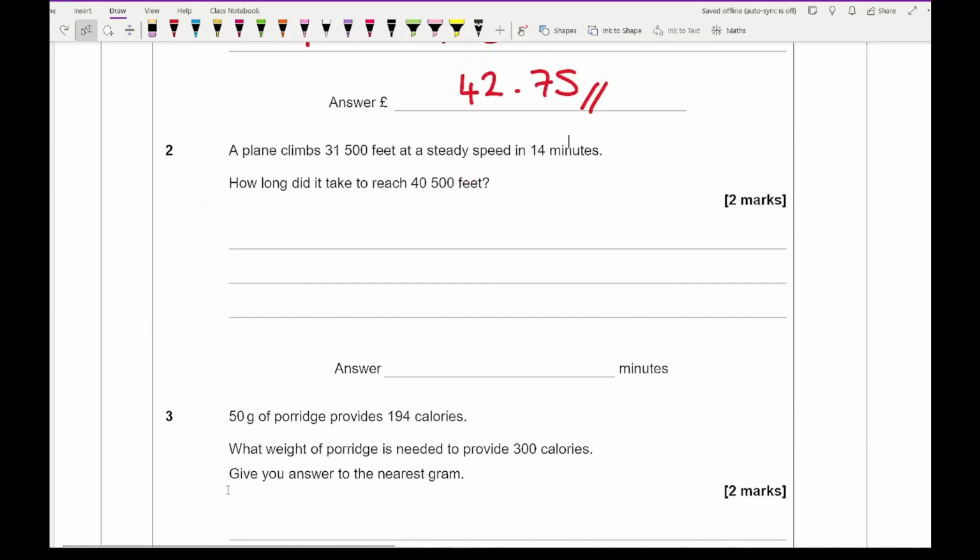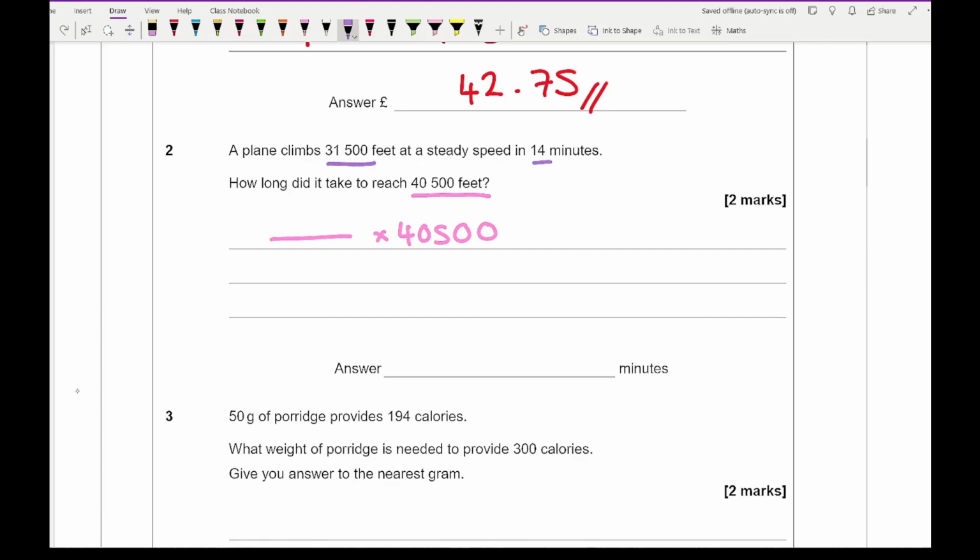Then moving on to question 2, it says a plane climbs 31,500 feet at steady speed for 14 minutes. How long does it take to reach 40,500? One way is to do either 31,500 divided by 14 or 14 divided by 31,500. The way I always work it is that whichever one they're asking for, that's the number you're going to be multiplying by. Then it's just a case of deciding which order to divide these two numbers.